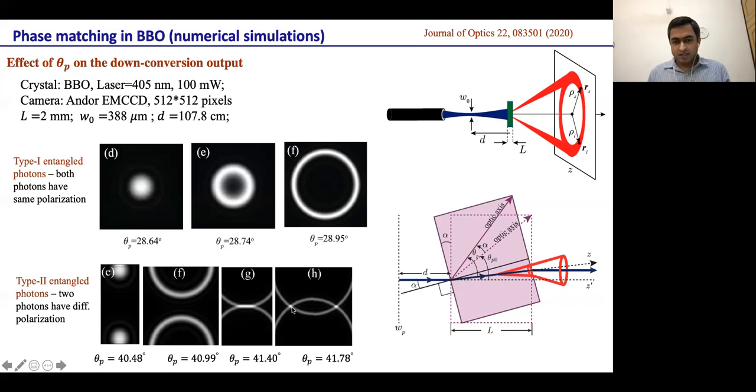But this point can also be contributed by this ring, and in that case, it will be vertical, and hence this will be horizontal. So if you just choose these two points, then you get what's called HV plus VH entangled state. And this all can be produced in the lab just by turning or rotating this particular crystal.